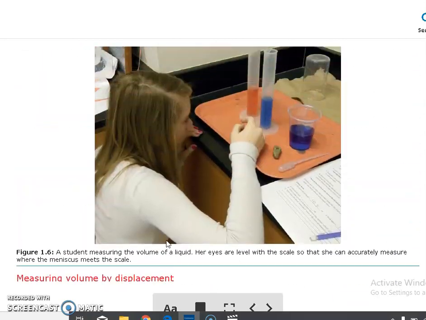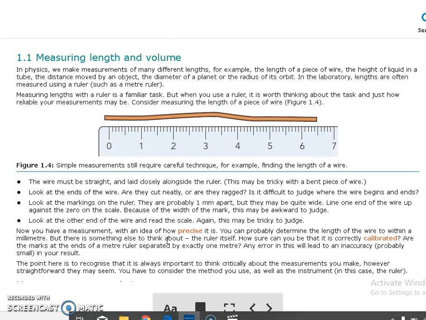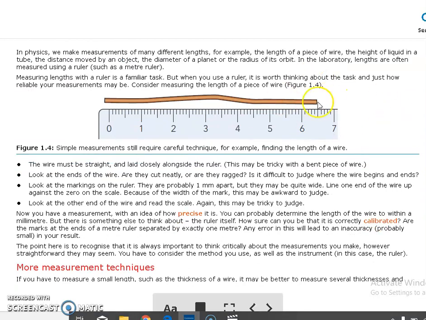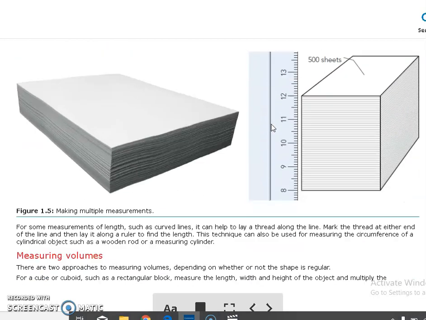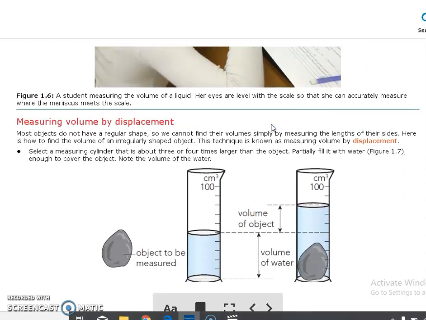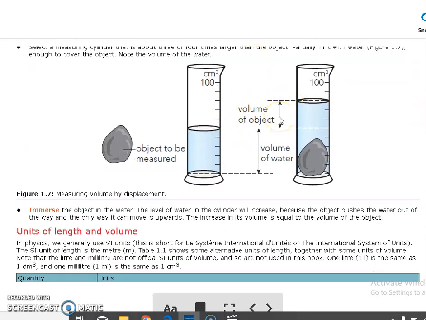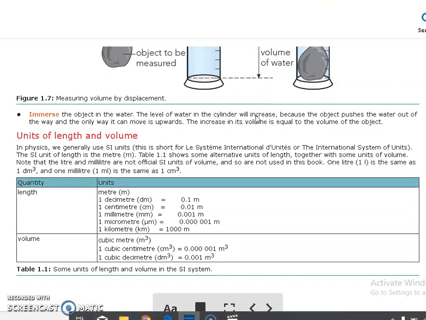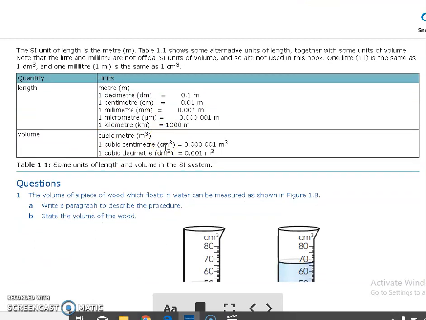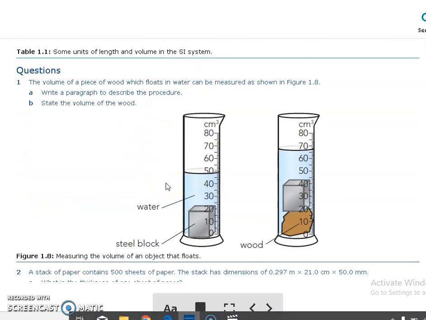And first, you have to draw this figure, and then you have to draw this diagram. You have to write the heading "Measuring volume by displacement method", and you have to draw this diagram on the left hand side, and then you have to draw this table, and you have to write the answers to these questions. No need to write the question, just the answers.